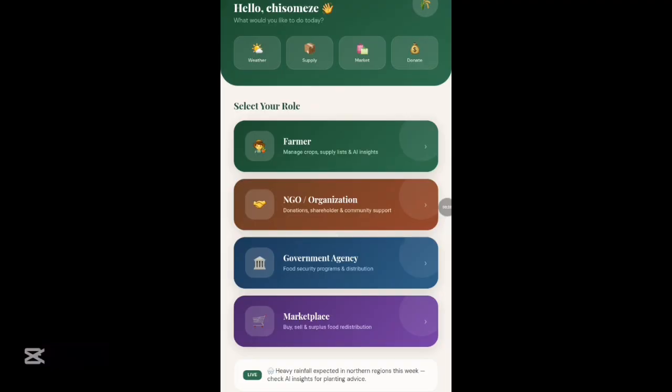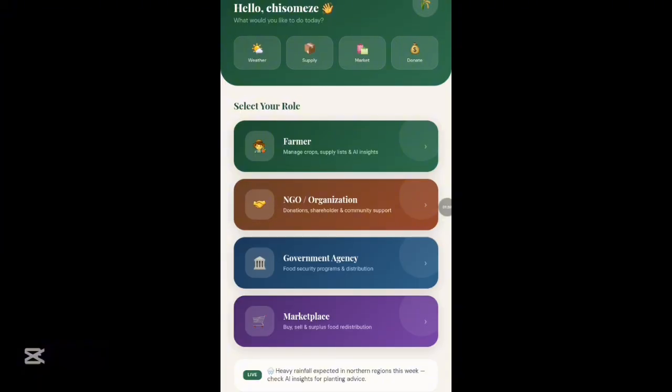So first of all, we have the weather, the part that tells about the weather. As a farmer, knowing the weather is very important. This part tells you what the weather is like, if it's planting season, if it's not planting season, if it's harvesting season, whatever season that you are in.